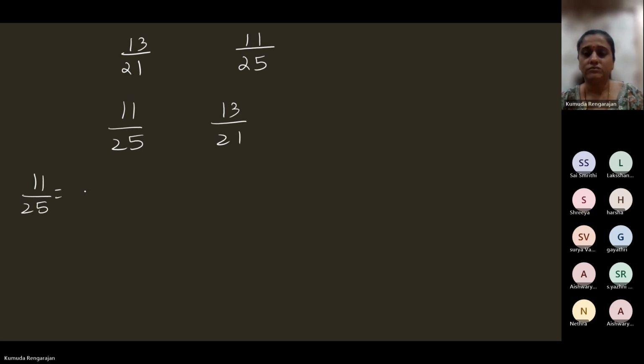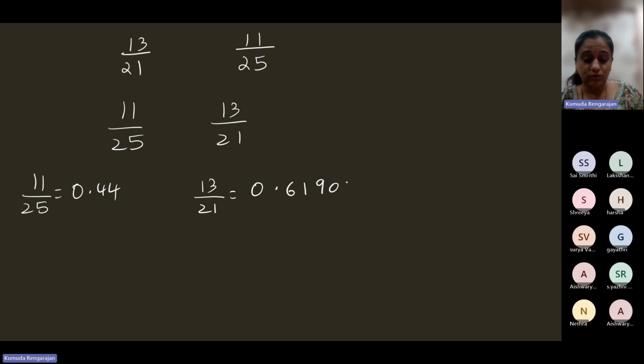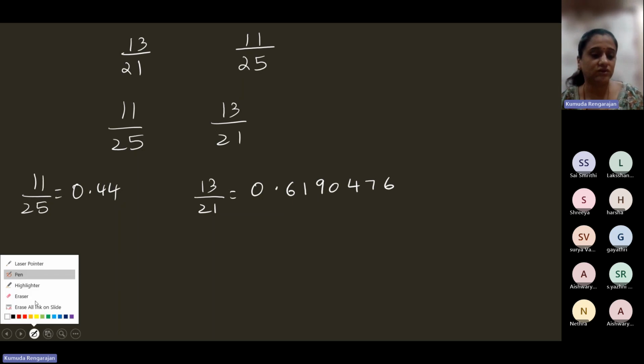0.44, ma'am. 11 by 25 is 0.44. All right. Now, next 13 by 21. The decimal expansion of 13 by 21 is 0.619 0476. Okay, I'm not writing the 6 again.